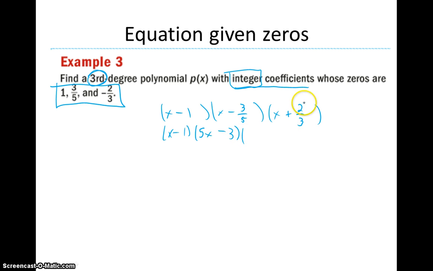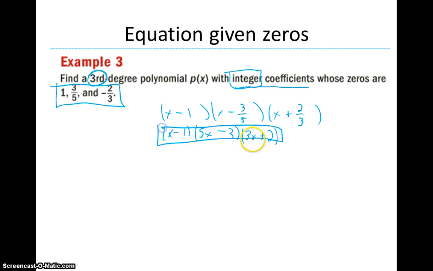And then the last one, I want negative 2/3 to be the zero. So let's see, I want 3x, because when I plug in negative 2/3, the 3's will cancel. I'll be left with a negative 2, so I just have to add 2. And right there, we're done.